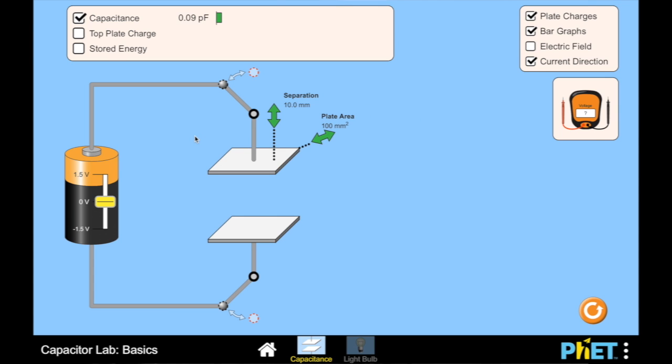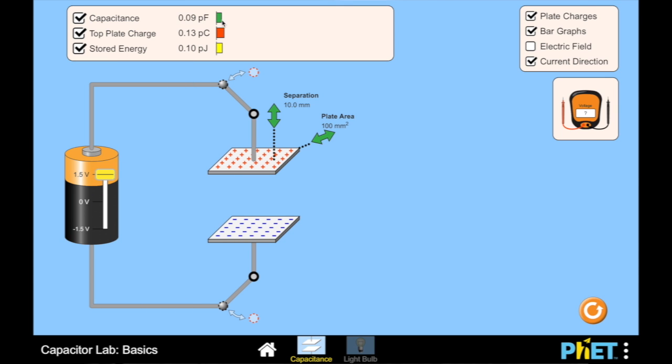And I want to point out to you a couple of things here. So you have the battery over on this side. Up here, we're going to click top plate charge and stored energy so that we see all those values increasing. And then right here we have our two sheets of metal that you saw in the demonstration I made as the aluminum foil. And what I want you to see is that as we increase the battery voltage, we're going to go straight up to 1.5 volts.